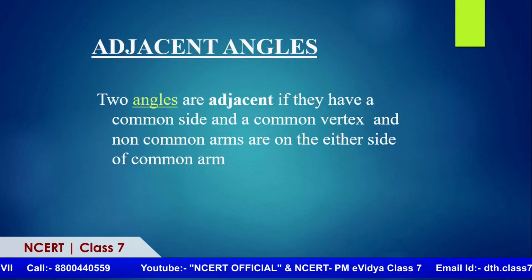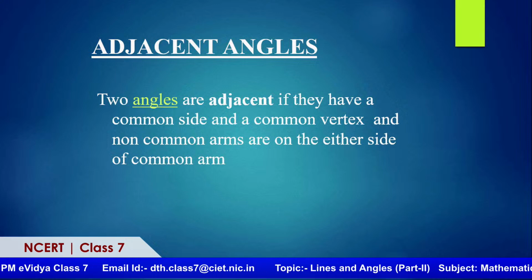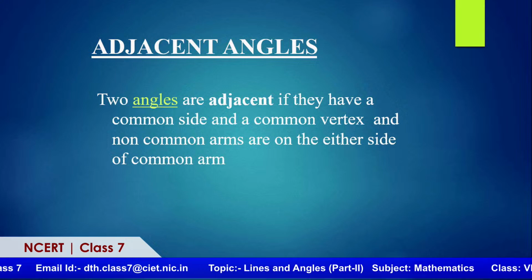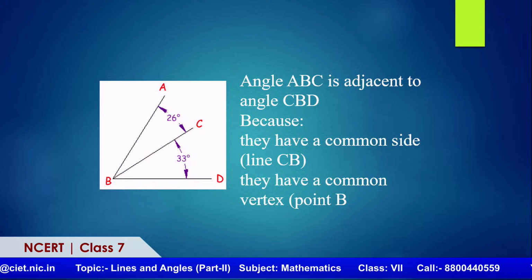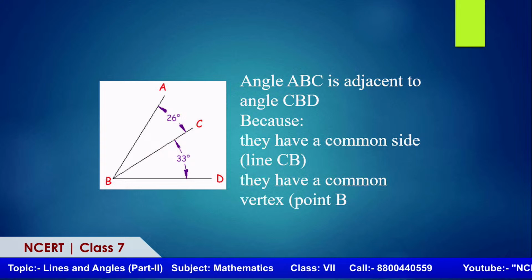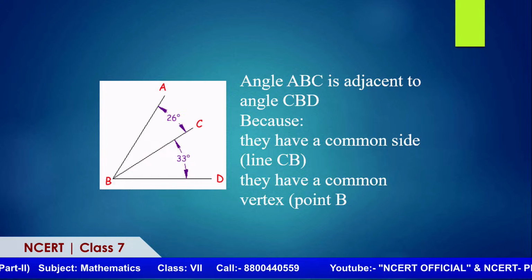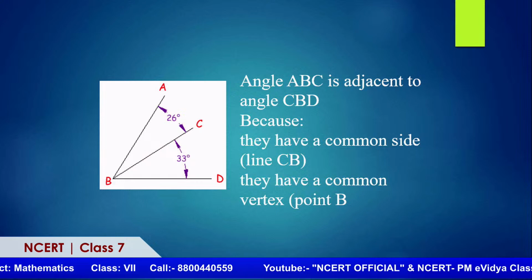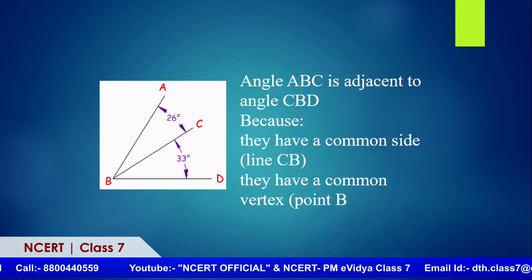Now what are adjacent angles, children? Two angles are said to be adjacent if they have a common side and a common vertex, and non-common arms on either side of the common arm. We will have a teaching aid here. I will show you. Angle ABC is adjacent to angle CBD in the picture because they have a common side CB. Can you see the common side CB? And they have a common vertex, children, that is B. So these angles are said to be adjacent angles.